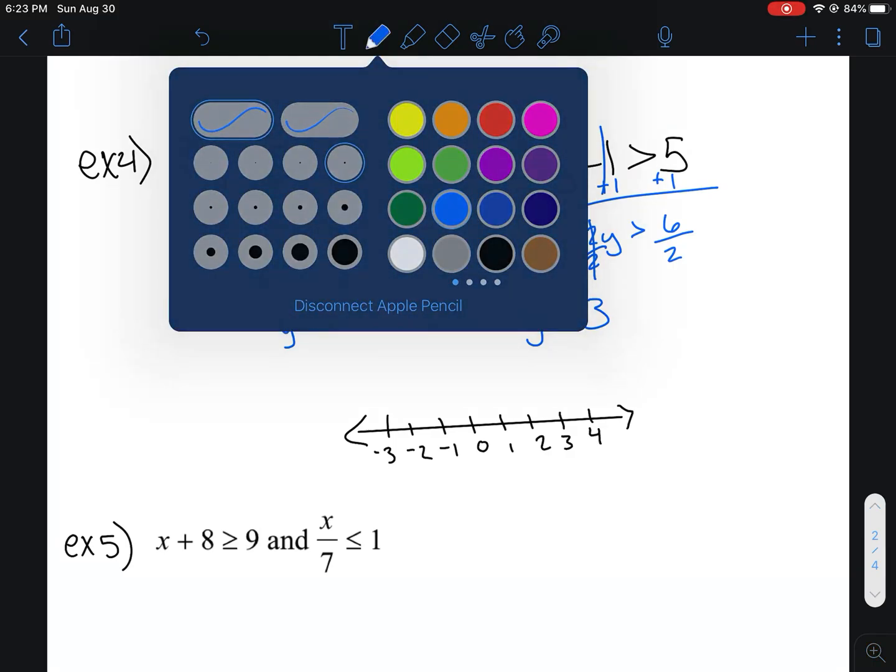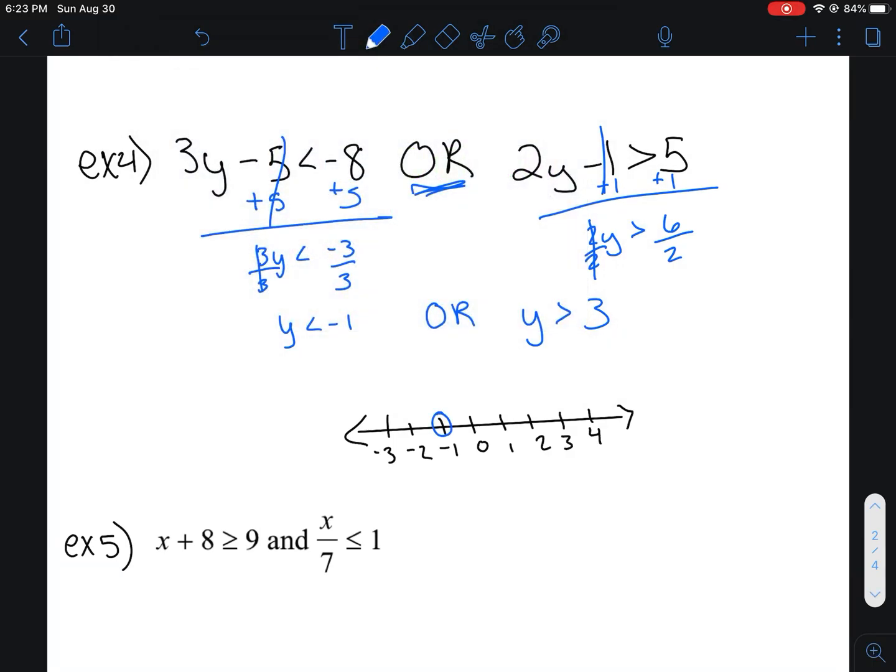All right, so y is less than -1, so we shade this way. And then y is greater than 3. So notice with our or statement, they point in opposite directions.